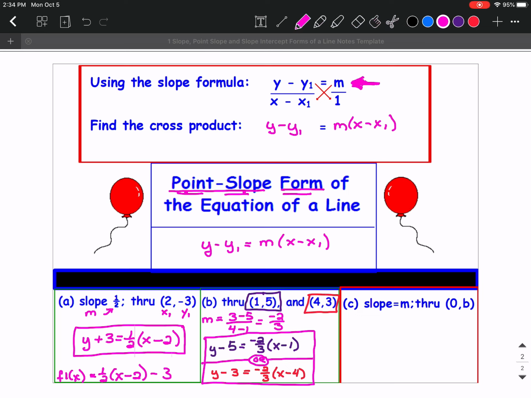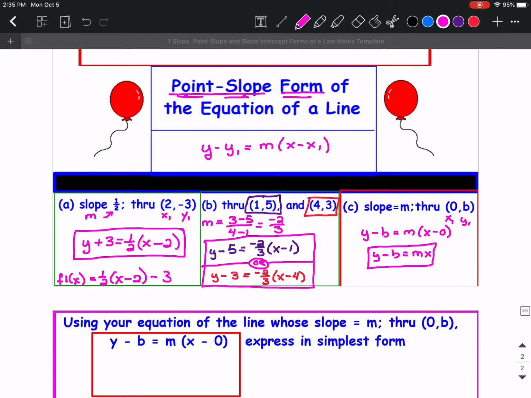There's one more that I wanted to do. I'm telling you that the slope is m, and it passes through the point 0, b. So that means my x1 is 0 and my y1 is b. That means I have y minus b equals m times x minus 0. Now, I want to make an agreement with you right here and now that we're never going to leave a minus 0 in our equation, okay? So this would reduce to this. We're also not going to leave a times 0. So here would be our answer, and I actually want to look at that answer a little more carefully.